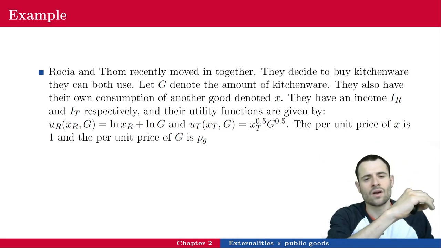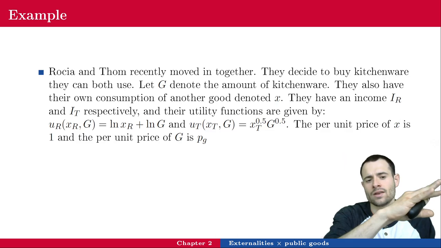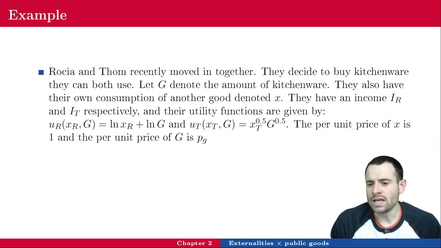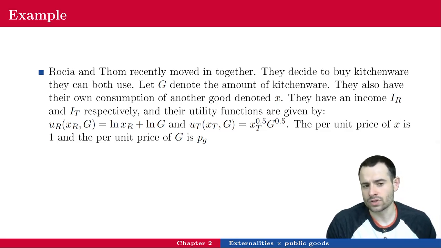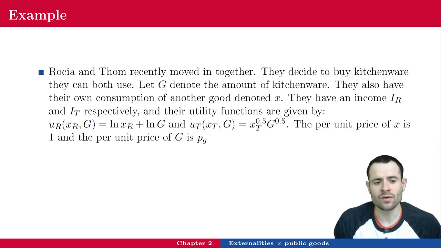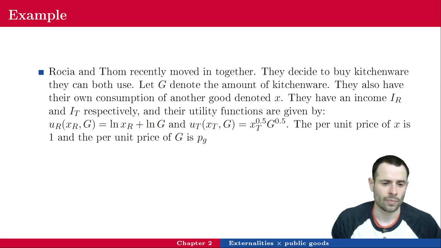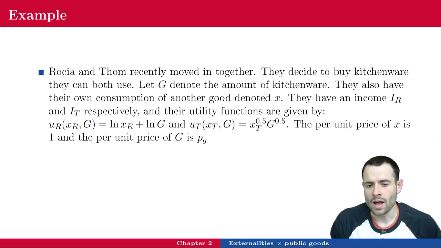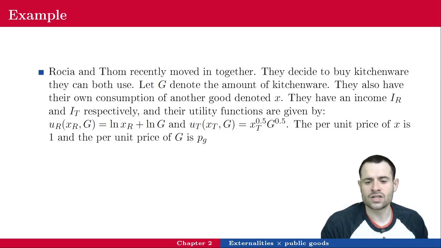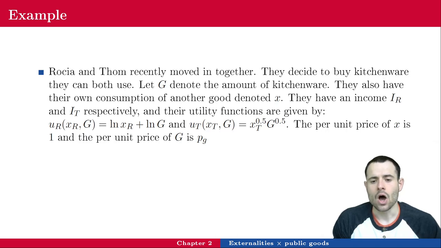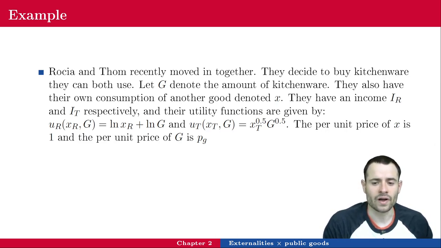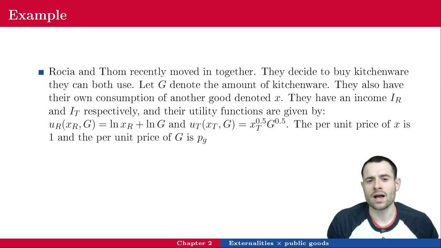X could be what Rosia eats and what Tom eats, or what Rosia wears as clothes and what Tom wears. They each have an income, IR and IT, R for Rosia, T for Tom, and their utility functions are given by the following functional forms. The utility of Rosia when she consumes XR and G is ln of XR plus ln of G. Utility is increasing in both the kitchenware and the amount of the private good. Tom has a different utility function. His utility function depends on his own consumption of the private good XT and on the amount of kitchenware there is in the drawer. It's XT to the power of 0.5 times G to the power of 0.5. Remember, the power of 0.5 is the same thing as a square root.